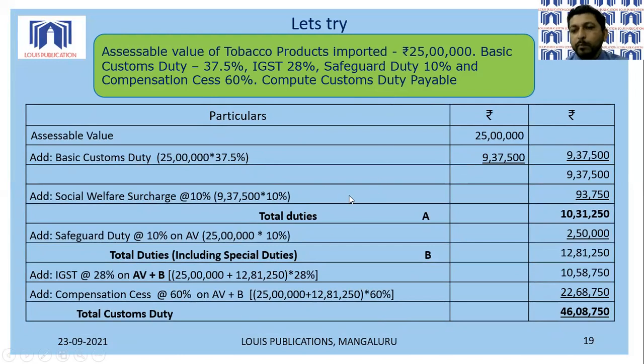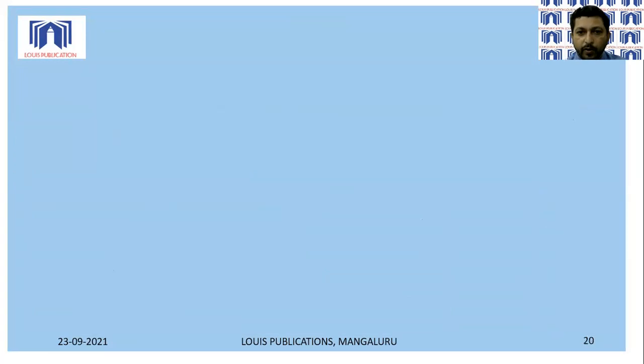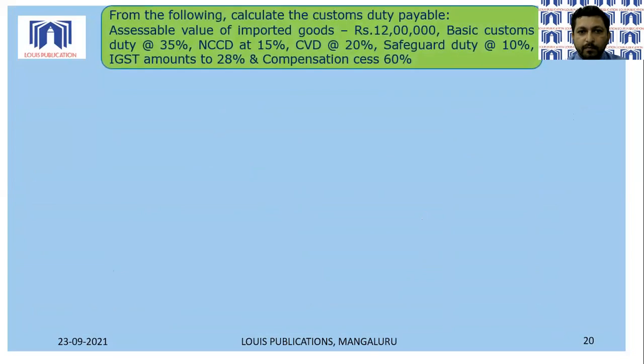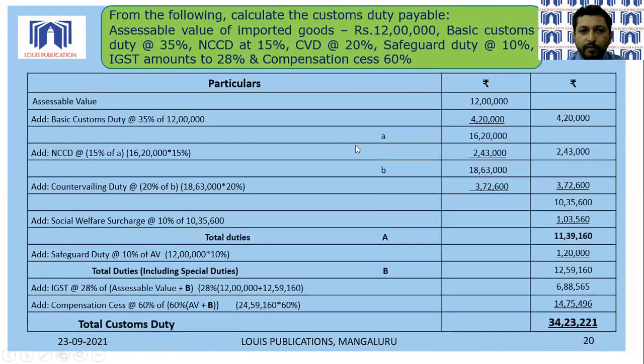Now we'll take a small comprehensive problem on all the aspects, NCCD, CVD including. Let's look at this particular example. From the following, calculate the customs duty payable. Assessable value of imported goods is 12 lakh. Basic customs duty at 35%. NCCD is 15%. CVD at 20%. Safeguard duty at 10%. IGST amounts to 28% and compensation cess 60%. So this particular problem contains everything. So let's look at the solution of this particular problem. That is computation of customs duty payable.